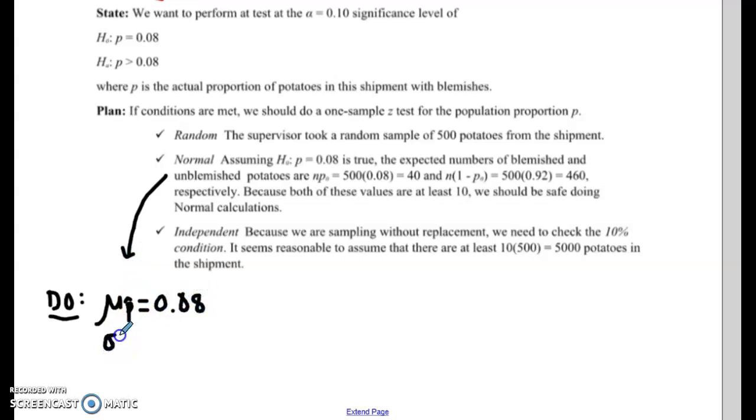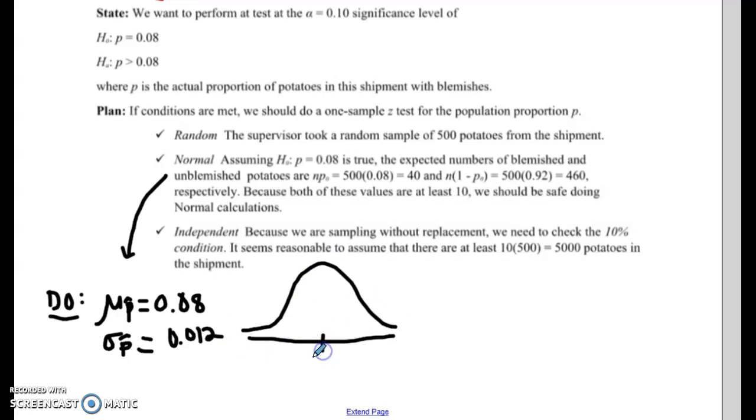The standard deviation of the p-hats is the square root of pq over n. Let me see what that decimal is. All right, I calculated that standard deviation, and it rounds to 0.012. So if we think back to when we did this before, we'd sketch our normal curve. My center is the mean, so that's 0.08. And then my sample proportion, the p-hat from the problem, was 47 out of the 500. So 47 in that sample had blemished potatoes. As a decimal, that's 0.094. So 0.094 is up here somewhere.